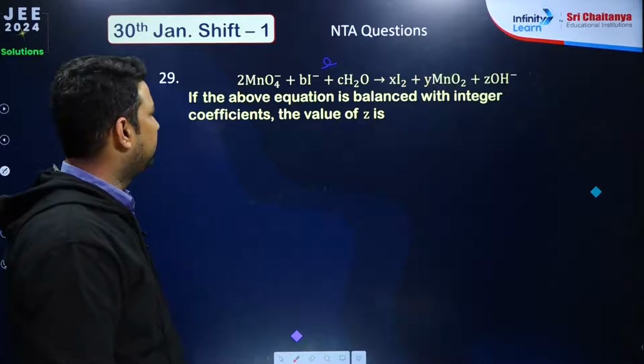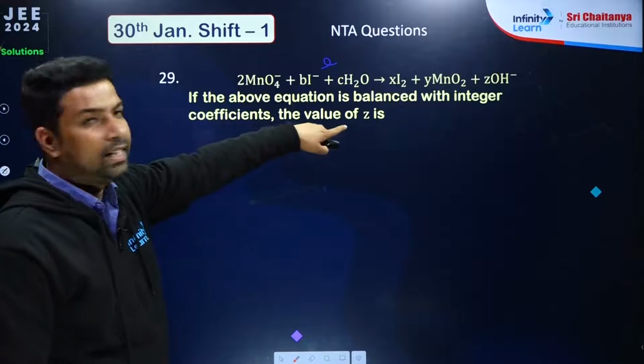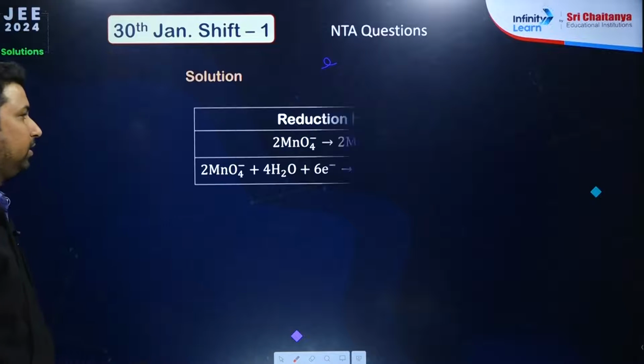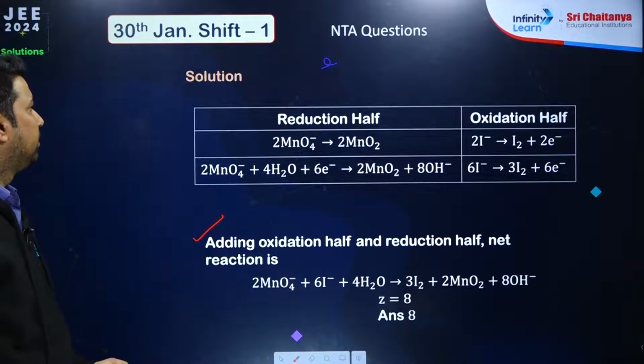We have to balance this equation and find the value of coefficient z. So if you balance this equation, the coefficient will be 8. Simple. Okay. Come to the next.